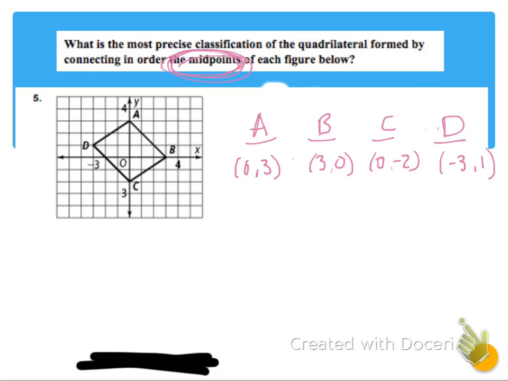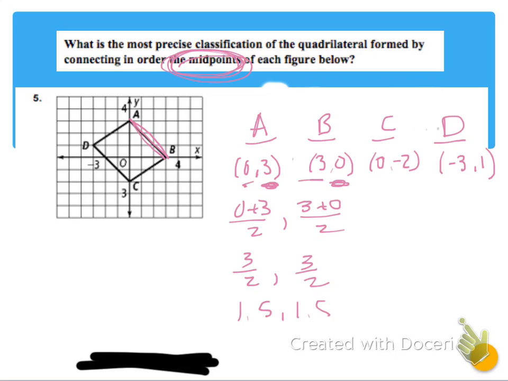So here are my points, A being 0, 3, B being 3, 0, C is 0, negative 2, and D is negative 3, 1. So to find our midpoints, this is from semester 1, we have to add the x's together, divide by 2, add the y's together, divide by 2. So if I'm trying to find the midpoint of AB, I'm going to take this x plus this x, so 0 plus 3, divided by 2, and this y and this y, add them together, divide by 2. So that midpoint is going to be 3 over 2, 3 over 2, which is technically 1.5, 1.5. So I would go over 1.5 and up 1.5. So if I go over 1.5, up 1.5, my midpoint's going to sit right about there.